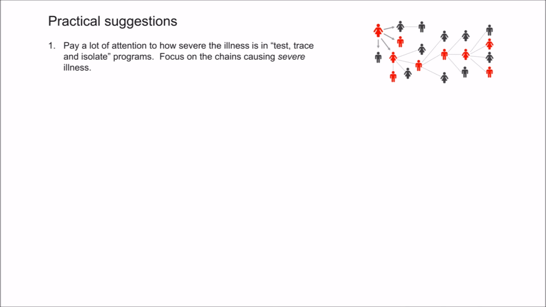So, if we believe that the virus can change in small steps, one suggestion is, when we're running test, trace and isolate programs, we should focus mainly on the chains of infection that cause severe illness. For example, with this person here, if he got sick with COVID, you might very aggressively trace and isolate the people who have been in contact with him or were in contact with others who were in contact with him. Whereas this other person up here has a mild form of the disease, and we wouldn't focus on this chain as much.